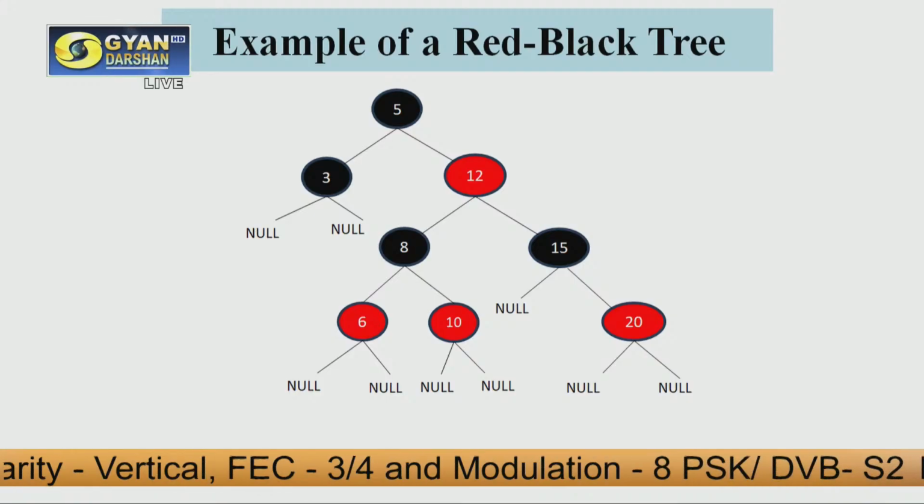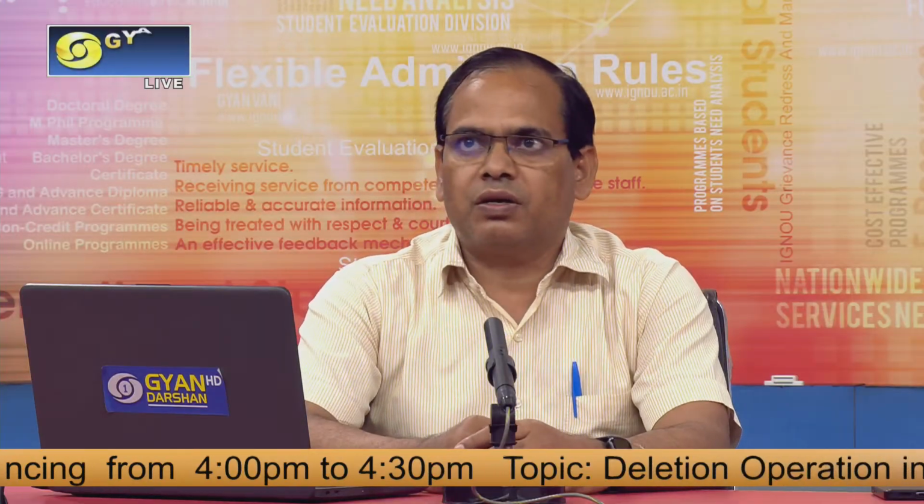The null nodes, in fact the children of the leaf nodes, are always assumed to be black. So, this is an example of a red-black tree. Now, I come to the deletion operation.